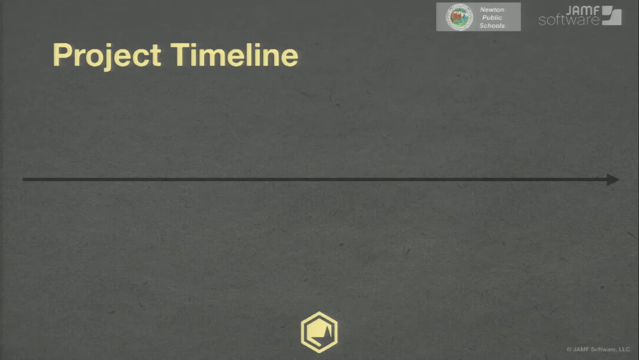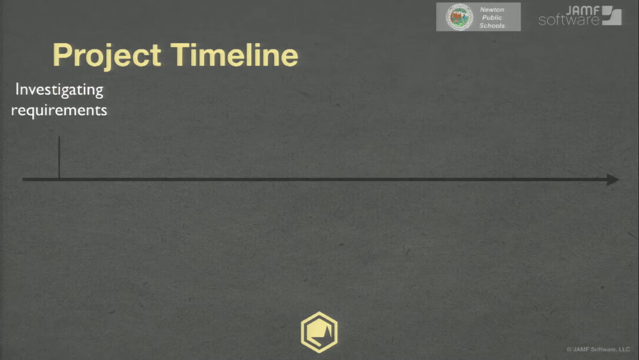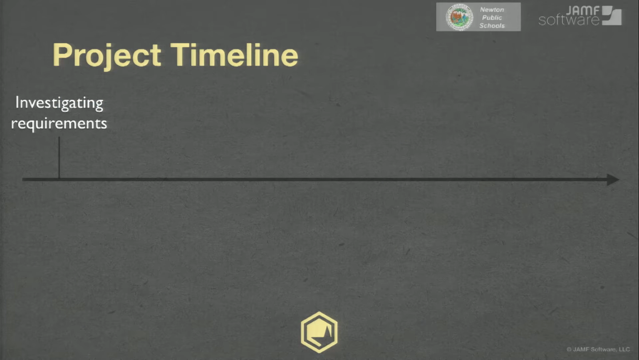So when we first heard about starting this whole park thing in Newton, we started by investigating requirements. Originally the slide said define requirements, and I changed it because we didn't really define them. We didn't really know what they had to be. We had to figure them out. And so it was much more of an exploratory process.